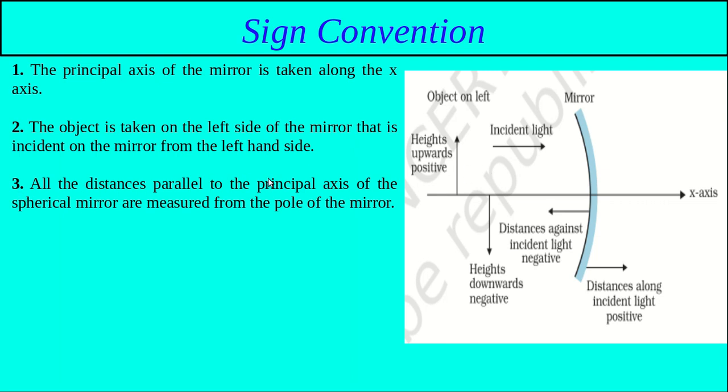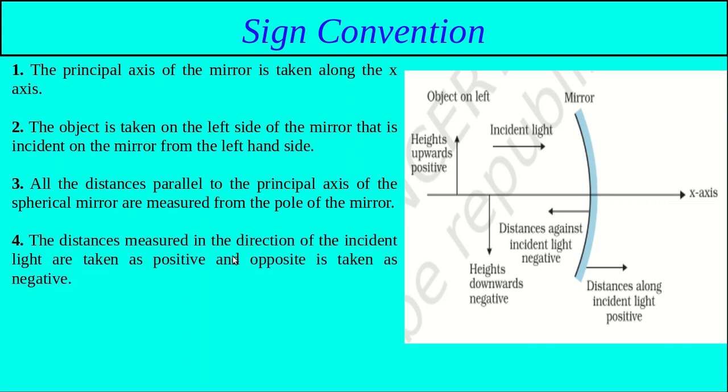All the distances parallel to the principal axis of the spherical mirror are measured from the pole of the mirror. For example, if I have an object here, the distance of this object from the mirror will always be measured from the pole. This point is basically the pole of the mirror. This distance is basically the distance of this object from this mirror.